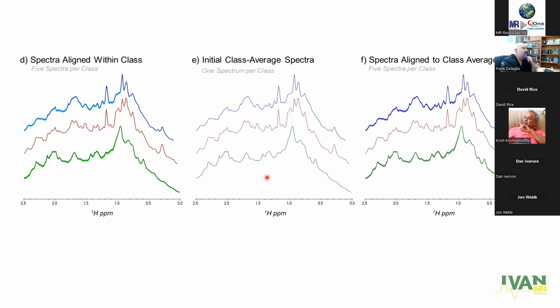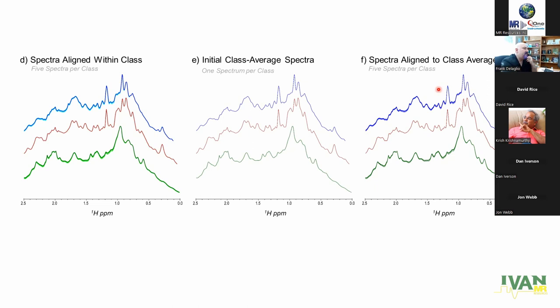And why do we do this? The reason we do this is when we pick a spectrum within a class and align the other spectra to it, the spectrum that we've chosen as a reference aligns perfectly with itself. And so as a result, that spectrum behaves differently from the others when you look at the results of an alignment. So instead of aligning all the spectra within a class to one of the spectra in the class, we align all of the spectra in a class to the class average spectrum. And that gets rid of the problem of a reference spectrum within the class behaving differently from all the others.